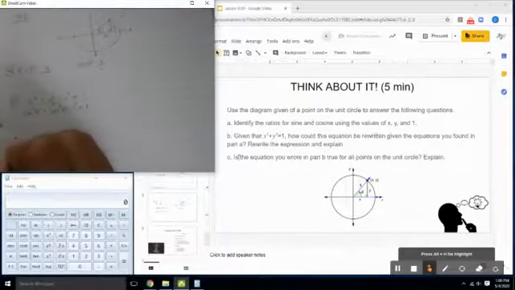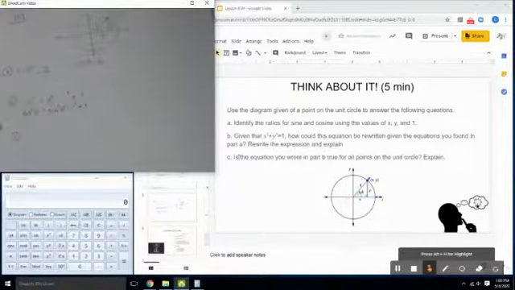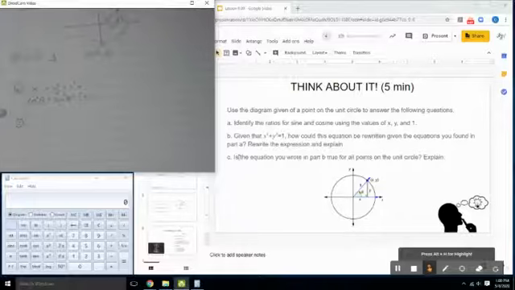Part C. Is the equation you wrote in part B true for all points on the unit circle? Would it be true for all points on the unit circle? Take a second and think about that. And the answer is yes. How do we know that it would be true for all points?